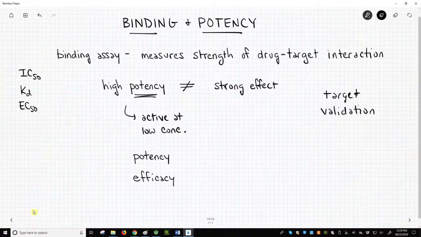A target cannot be truly validated until phase 2 clinical trials. It is only in phase 2 trials that the development team will confirm that binding the target with a molecule leads to a therapeutic effect in humans. In other words, potency can be measured in a lab. Efficacy requires human testing, phase 2 trials.